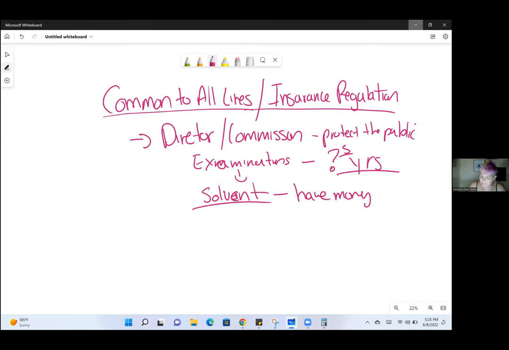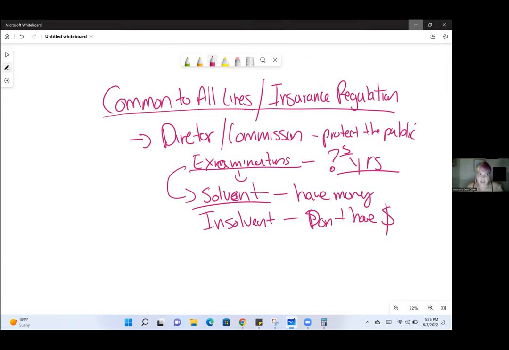Since insurance companies are going to be paying out all these claims, we need to make sure that they have enough money to pay all these claims. And so solvent means that they have money to do that. And he's doing the examinations to make sure that they are solvent. If they are insolvent, that means that they don't have money. And he's doing those examinations to confirm if they do or don't have money.